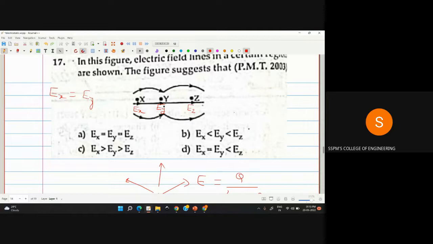But at point Z, the spacing between two lines is larger compared to this spacing. So we can say Ey is greater than Ez, isn't it? So which option is correct option? So option D is correct, isn't it? So that property, which property? The magnitude of electric field is directly proportional to the spacing between two lines of field. That property you have to use.